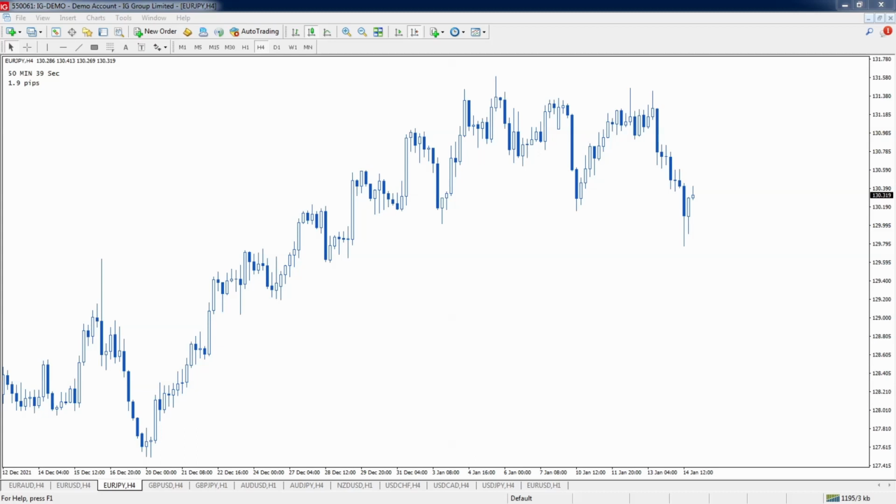Now, the best way to do that is to look for impulse moves and corrections. An impulse move is going to be a trend following move. It'll go in the direction of the trend. And a correction or a pullback is going to be a smaller move in the opposite direction. And we'll very quickly be able to identify the impulse moves and the corrections.